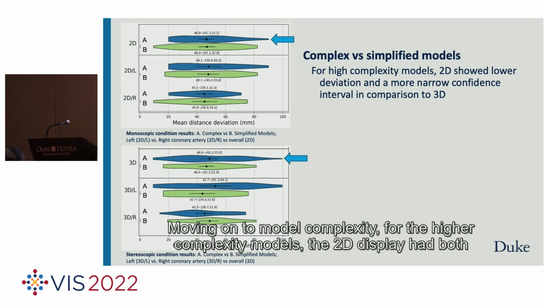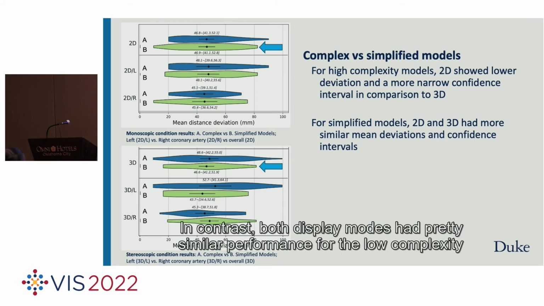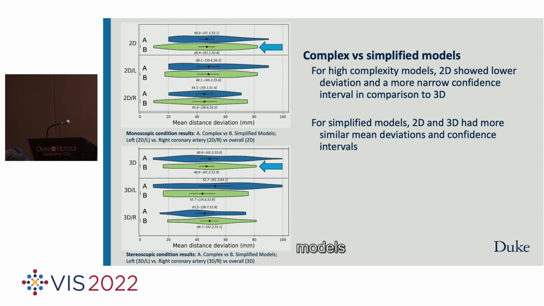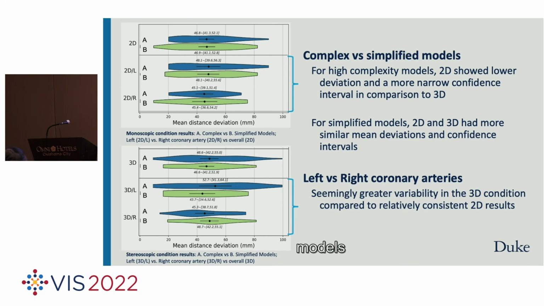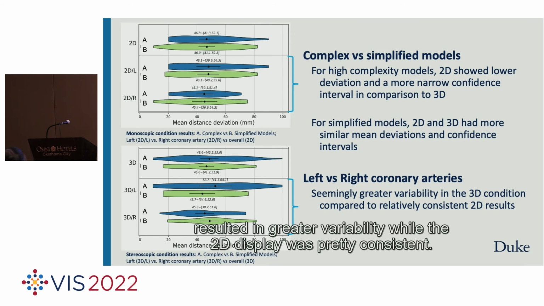Moving on to model complexity, for the higher complexity models, the 2D display had both a lower distance deviation and also a more narrow confidence interval. In contrast, both display modes had pretty similar performance for the low complexity models. Finally, when comparing the left and the right branches, it seemed like the stereoscopic condition resulted in greater variability, while the 2D display was pretty consistent.